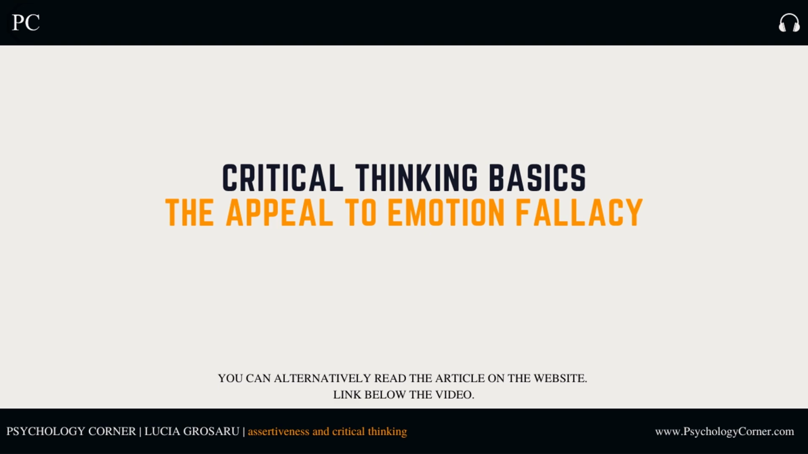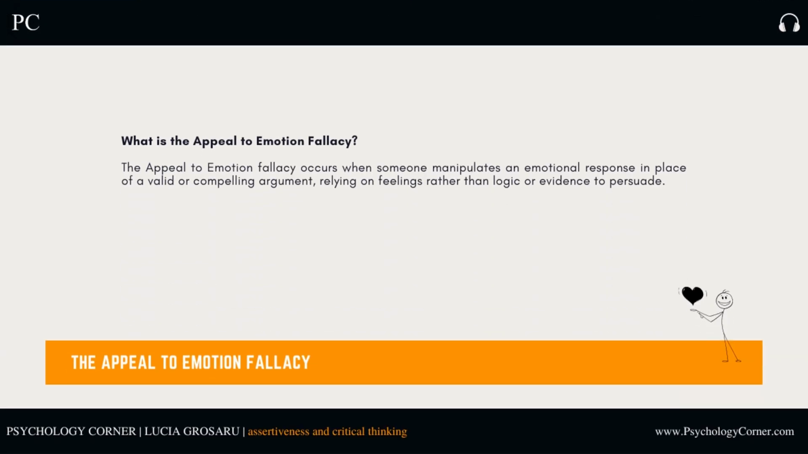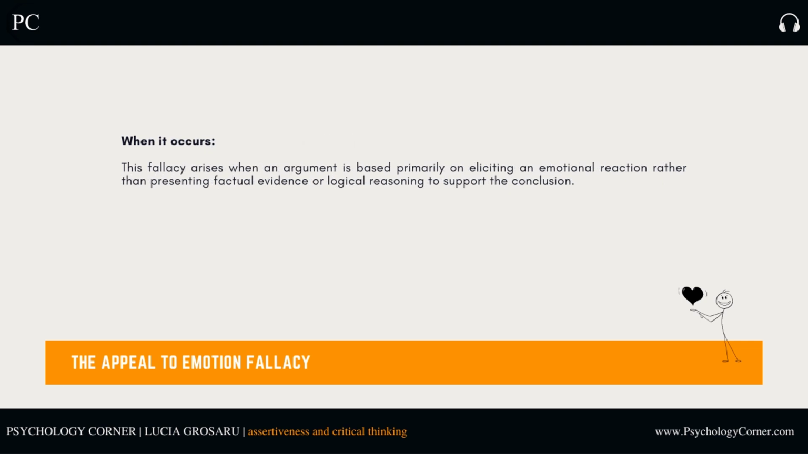What is the appeal to emotion fallacy? The appeal to emotion fallacy occurs when someone manipulates an emotional response in place of a valid or compelling argument, relying on feelings rather than logic or evidence to persuade. This fallacy arises when an argument is based primarily on eliciting an emotional reaction rather than presenting factual evidence or logical reasoning to support the conclusion.